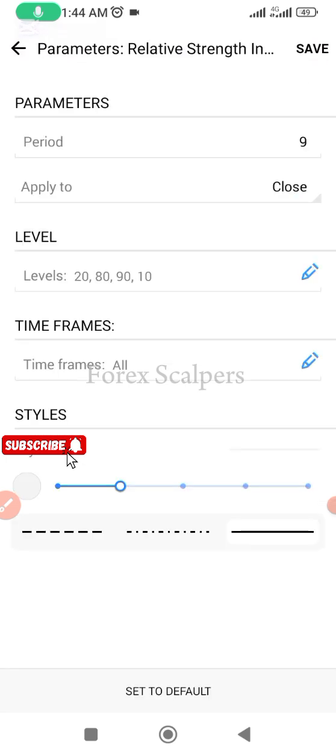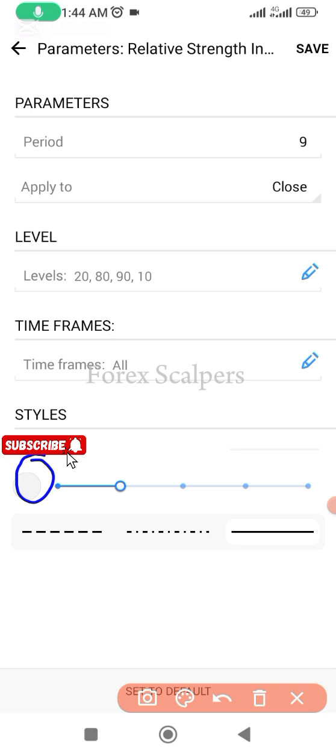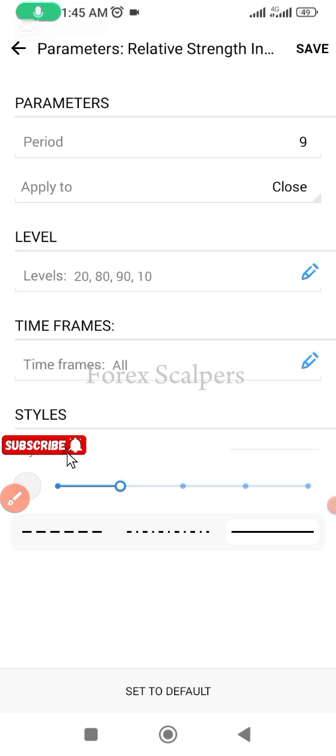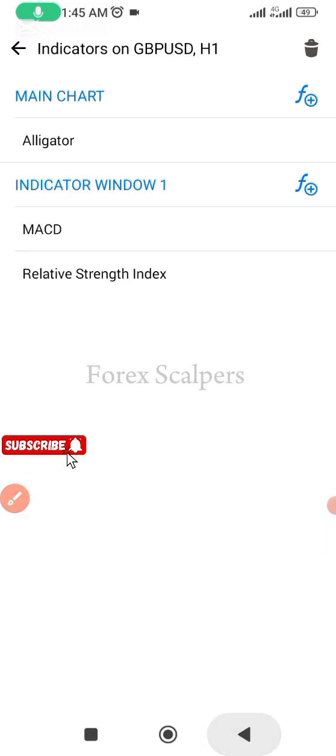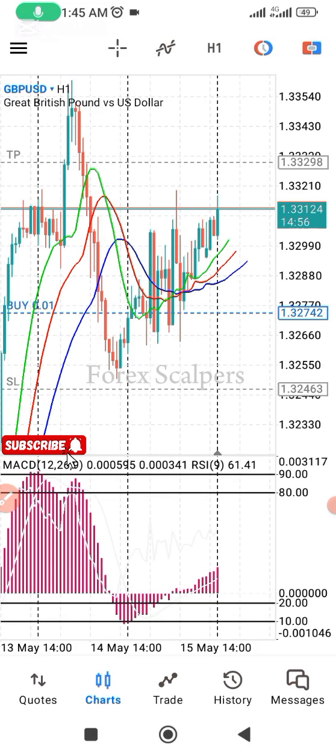Once you have done that, we have our relative strength index. The period is 9. You apply it to close. And as for this color, you change the color of the styles to the color of your background as well. Mine is white, that is why I'm using white. So if yours is black, kindly change that color to black. Once you have done that successfully, your trading chart will be looking exactly like this.